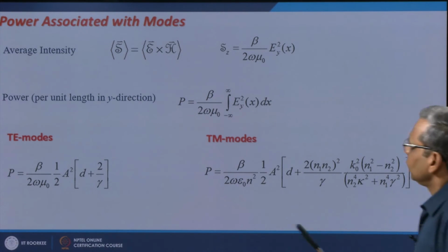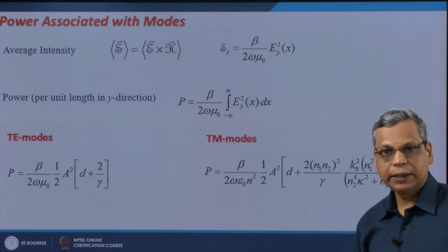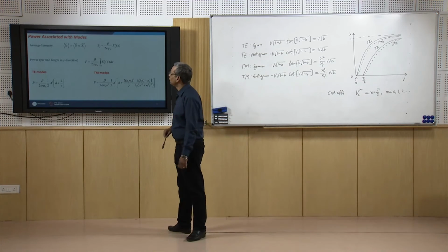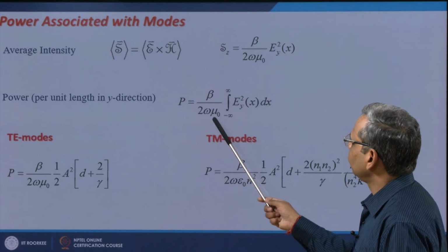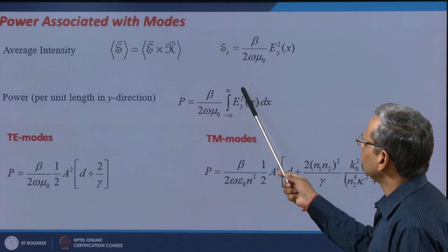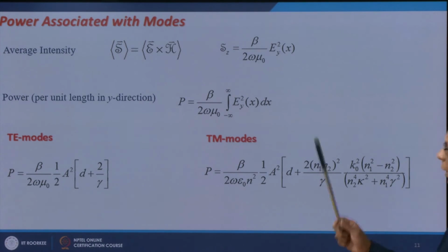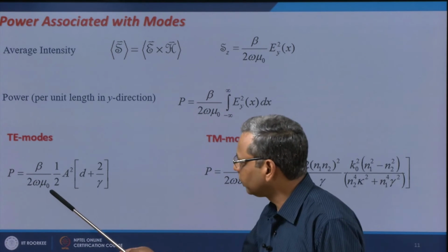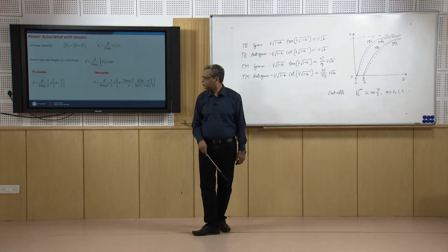Okay. So, from here I can find out the power per unit length in y direction, because the y direction is infinitely extended for a planar waveguide. So, the power per unit length in y direction would be given by beta over 2 omega mu naught integral from minus infinity to plus infinity E_y square of x dx. When I calculate this for a symmetric planar waveguide, then for TE modes the power is given by this, and for TM modes the power would be given by this. These powers are in watts per meter.